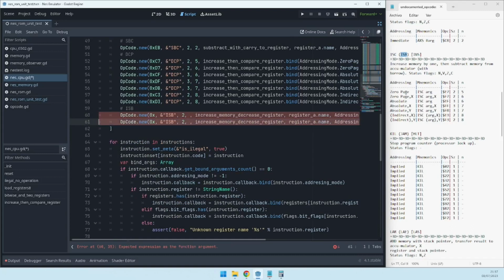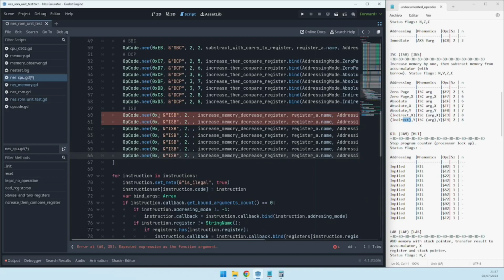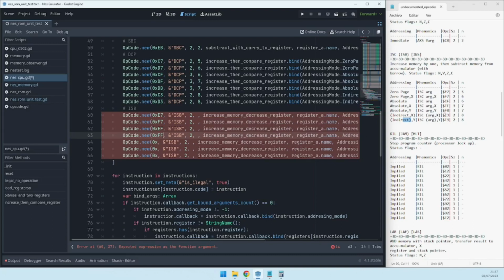This one has 1, 2, 3, 4, 5, 6, 7, and I have 2, 3, 4, 5, 6, 7 instances. So the first one is E7, and F7, EF, FF. We found the bottom instruction. Yay! FB, E3, and F3.